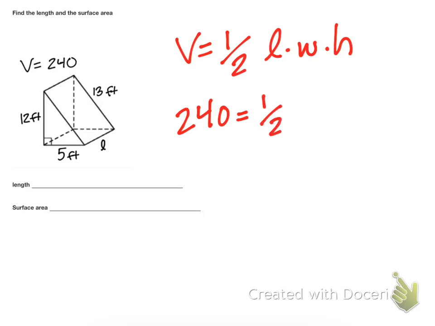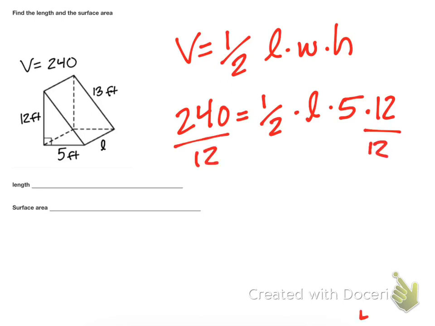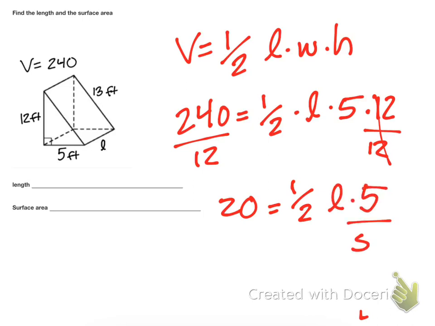240 is equal to 1/2 times, we don't know our length, times our width, 5, times our height, 12. So now I'm just going to divide by them. 240 divided by 12, I divide each side. Gives me 20 is equal to 1/2 times my length times 5. Now I'm going to divide by 5. This gives me 4 equals 1/2 times length.